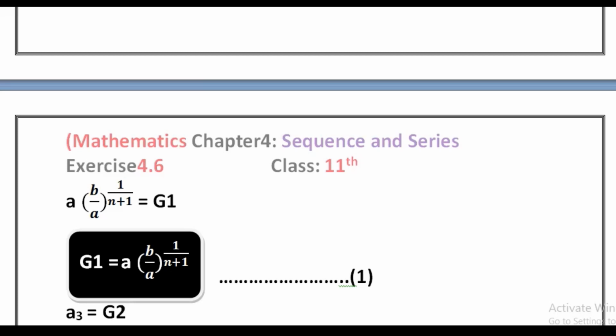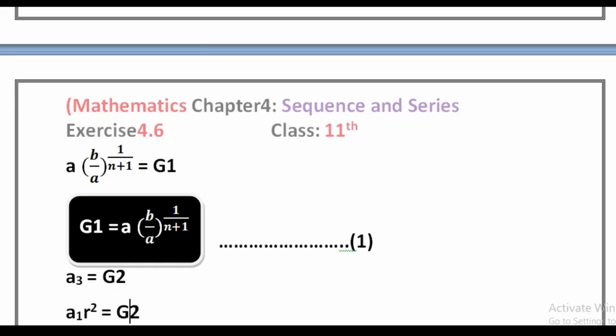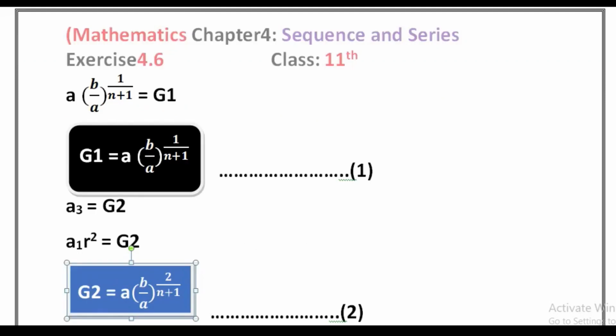Next, the third term A3 is equal to G2. A3 can also be written in geometric progression, that is A1 R square is equal to G2. So the value of A1 is A, the value of R is B divided by A whole power 1 divided by n plus 1. So the whole square can also be written in this form, B divided by A whole power 2 divided by n plus 1.